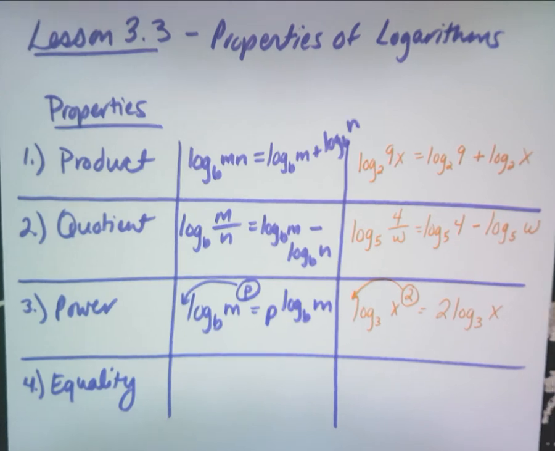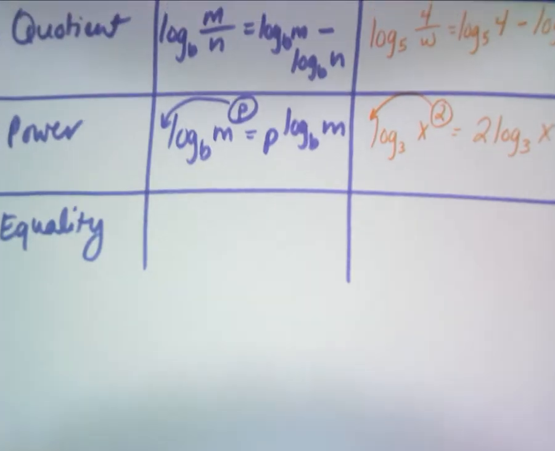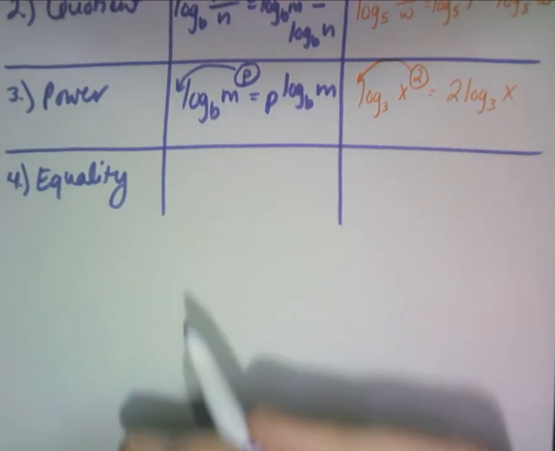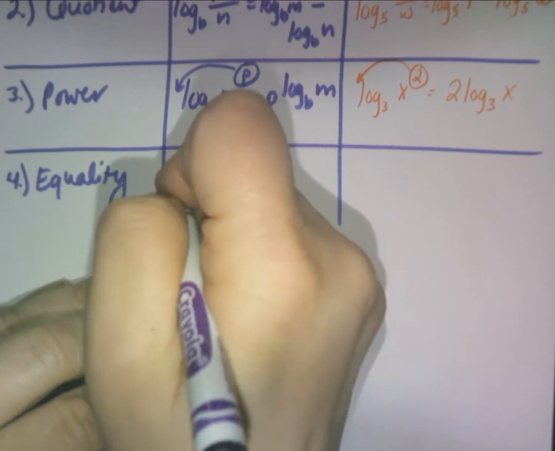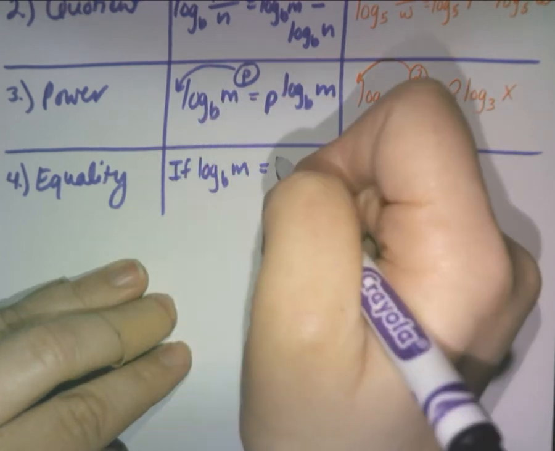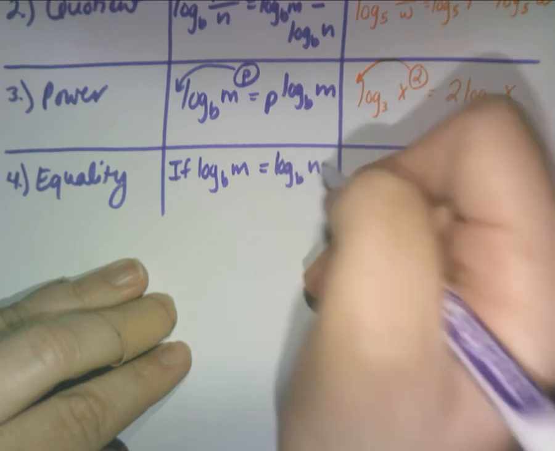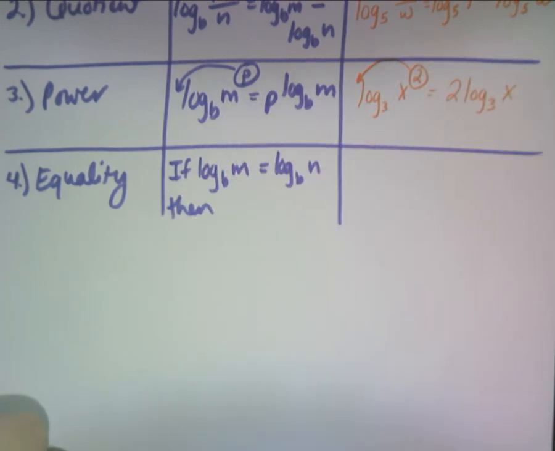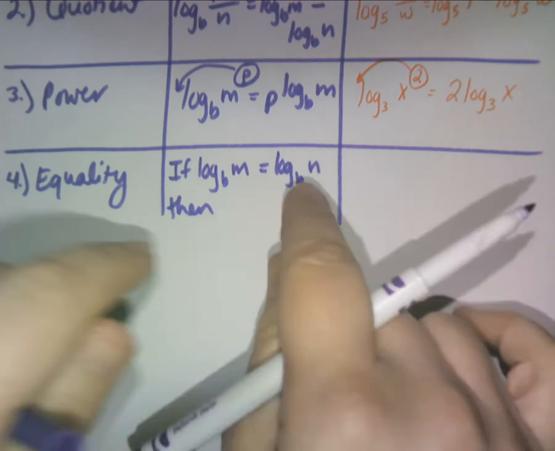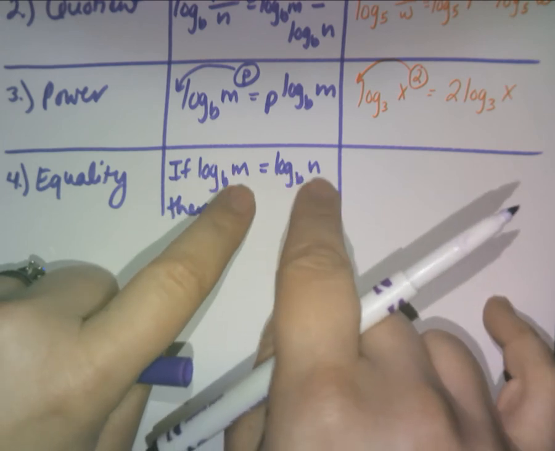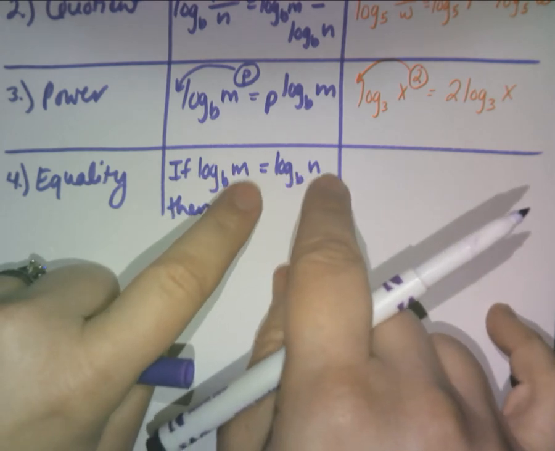All right, and then one more property before we practice some examples is the equality property. The equality property says that if you have a log base b of m and it equals a log base b of n, could you finish the rest of that statement for me? M equals n. Correct. If you have two logs with the same base on both sides, then whatever you're taking the log of, they must be equal.